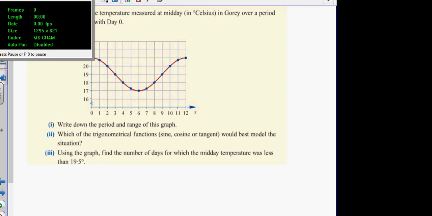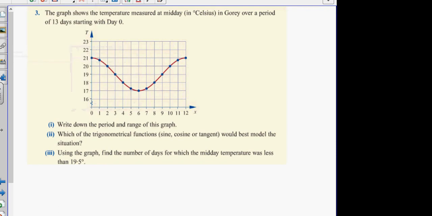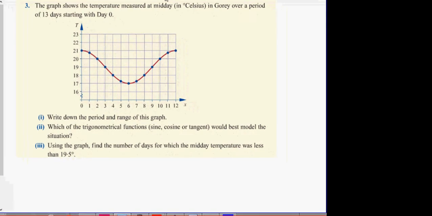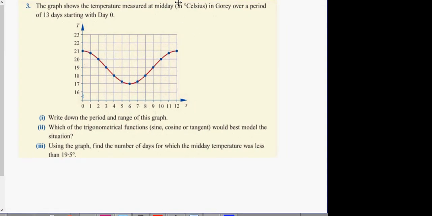Okay guys, question 3. The graph shows temperature measured at midday in Celsius in Gori over a period of 13 days starting with day 0. Write down the period and range of this function. The period: at the beginning it's at its top and on its way down. We can also see that at 12 days in, it's at the top and on its way down. This means that the period is 12 days.